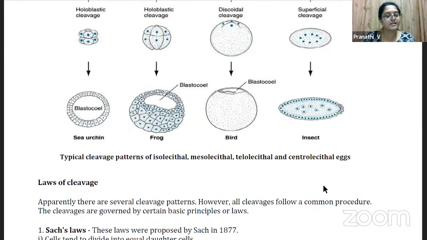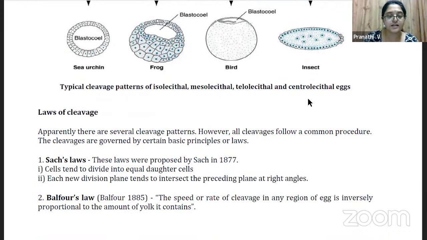And what are the factors that control the cleavages? It is the yolk. So the amount of yolk matters: if there is less yolk present, then cleavage is going to occur rapidly. As compared to that, if there is more yolk, then the cleavage is conducted less rapidly. That is why the yolk influences the course of the cleavage.